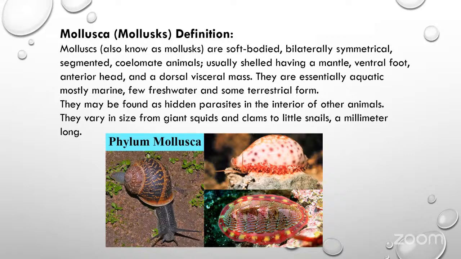They may be found as hidden parasites in the interior of other animals at times. They vary in size from giant squids and clams to little snails a millimeter long. So these are the general characteristic features of phylum Mollusca.